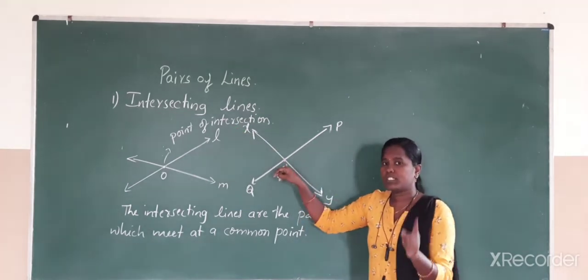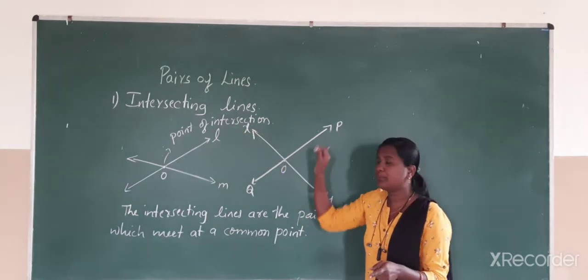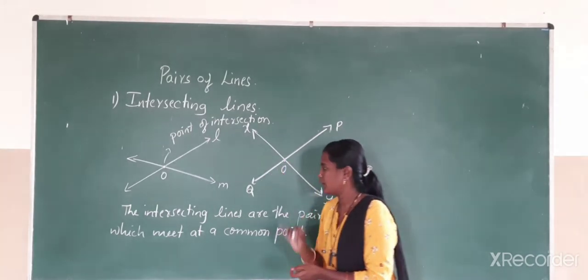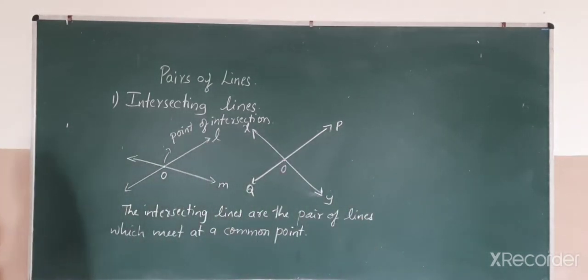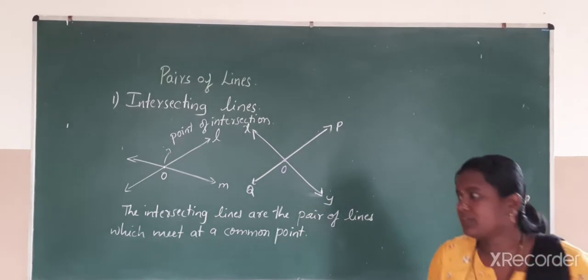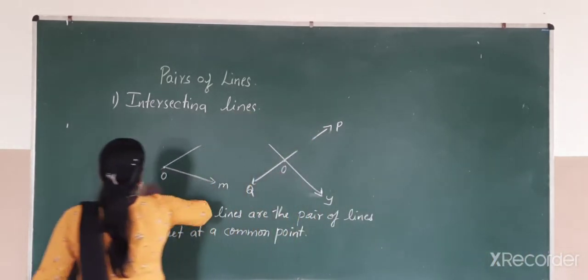And here, what is the point of intersection of XY and PQ? Yes, of course, it is O here. Getting? Okay. So now, let us go for the next one, that is transversal lines.